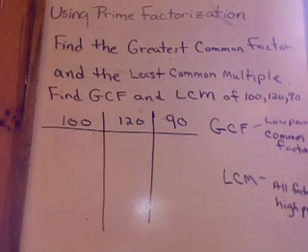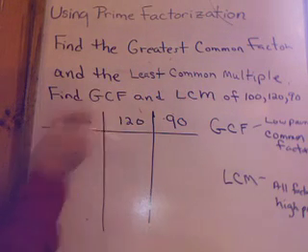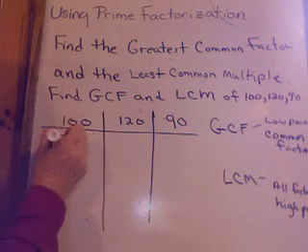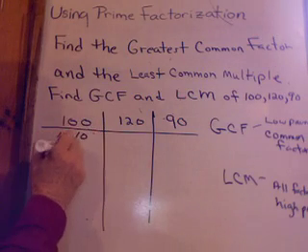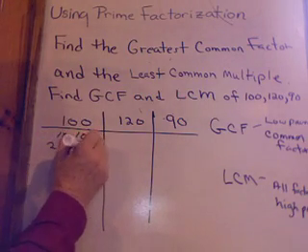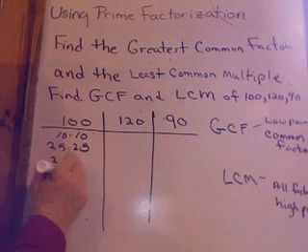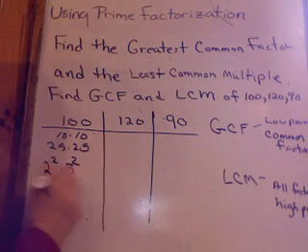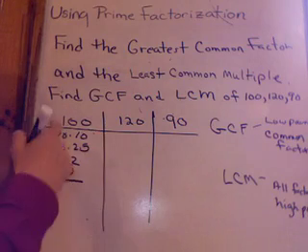So, let's do the 100. It's quickly 10 times 10, but those aren't prime. How about 2 times 5 times 2 times 5? How about 2 squared times 5 squared? So, there's my prime factorization of 100.